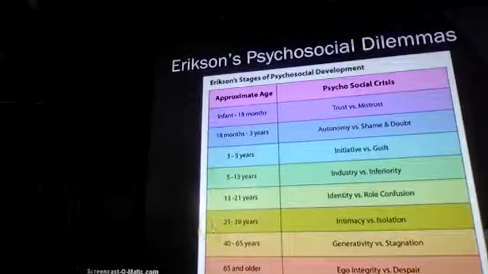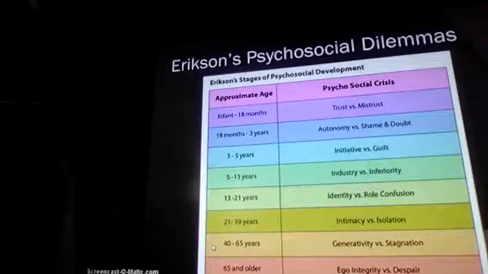The next stage is between the years of 40 and 65, and there is a growing interest in guiding the next generation during this stage, which results in generativity or stagnation. A conflict of middle adulthood is one in which self-interest is countered by an interest in guiding the next generation. So you might be more interested in your own self-interest versus being more guiding towards the next generation.